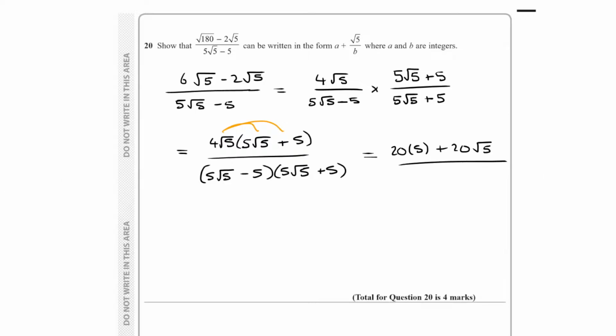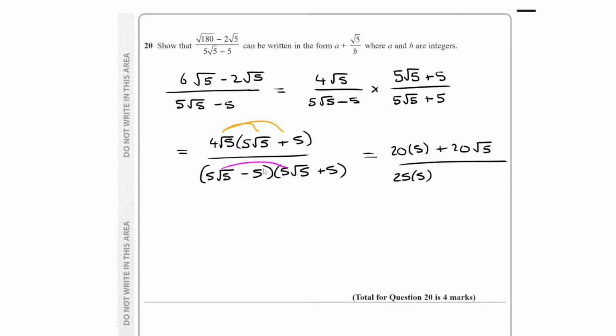Now the denominator expands in the same way as difference of two squares, so you don't necessarily have to write it all out, but I'll write it so you can see what happens. So again, 5 times 5 on the outside, root 25. Root 5 times root 5 cancels to become just 5.